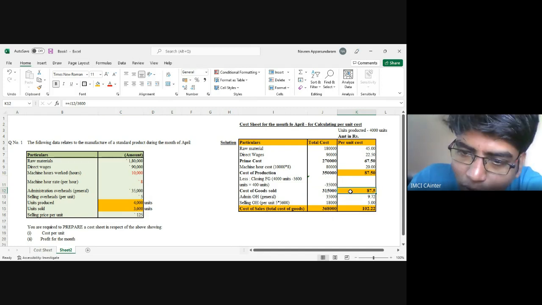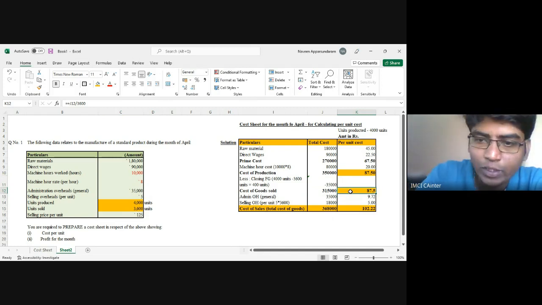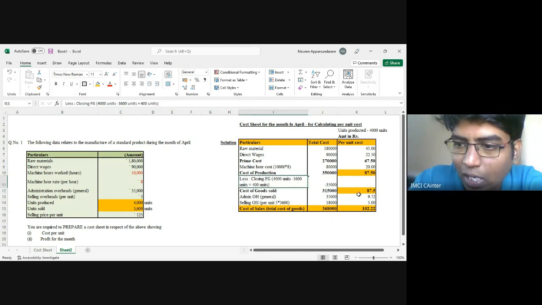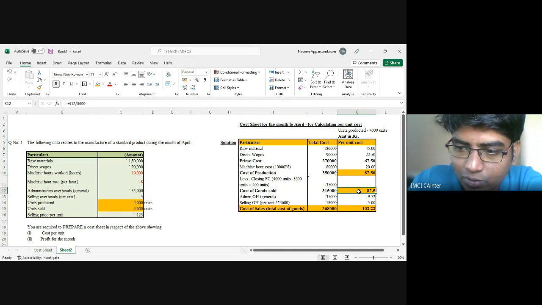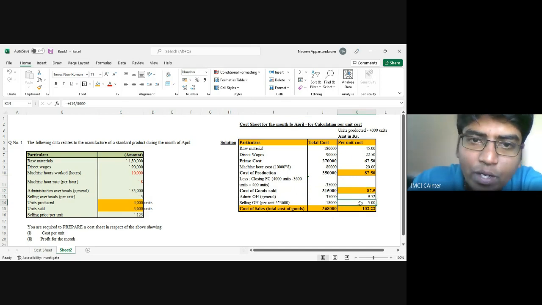So the 400 units are finished goods which are lying, but the cost for that will not be taken further. I already reduced it, so I have to infer that the cost should be taken only for 3,600 units. Similarly, my administrative overheads, selling and distribution overheads are only on the 3,600 units for the goods sold. So I'm actually arriving at the total cost of 102.22 as my cost of goods sold.